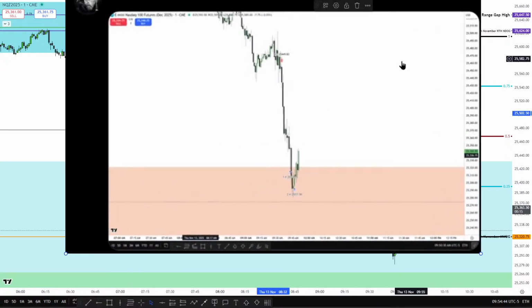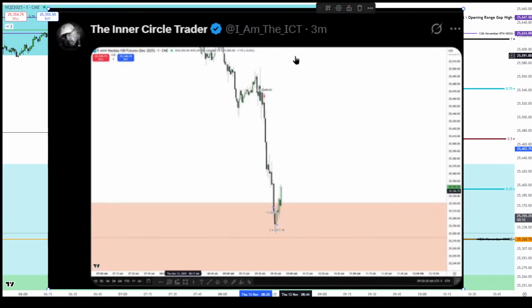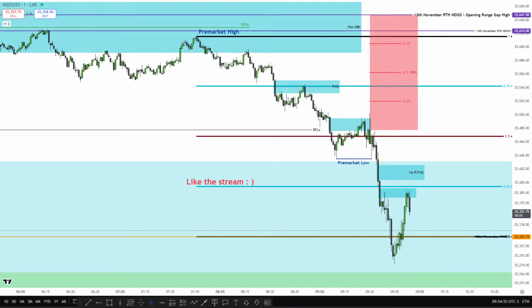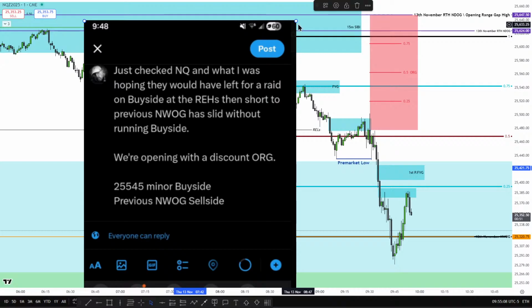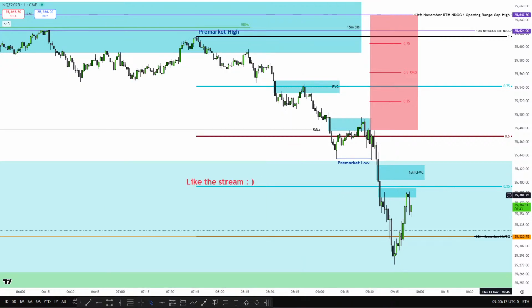This is ICT 3 minutes ago. Same bias. And he also said this, which is basically the exact same thing I said. Left the highs, discount, opening range gap, NWOG, sell side. Maybe I am ICT.